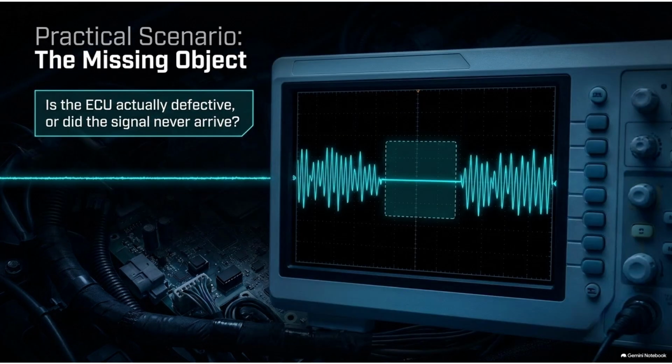Here is our first practical scenario. A vehicle is 40 meters away, but the car does not brake. We must ask, is the ECU actually defective or did the signal never arrive? Before we blame the software, we must check the input. Did the simulator send the radar messages correctly? Was the cable connected on the other side? If the signal never reached the ECU, it is a test environment problem, not necessarily a software bug.